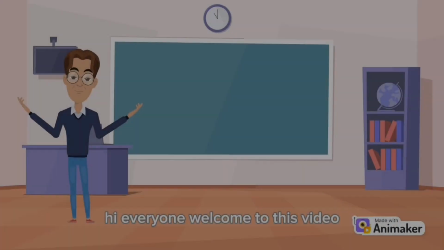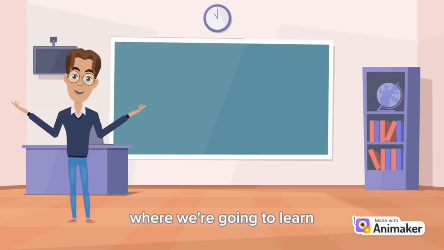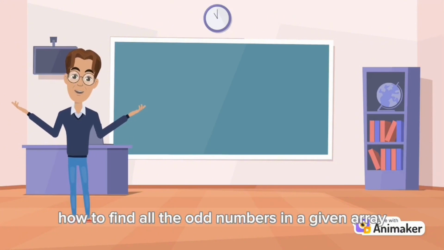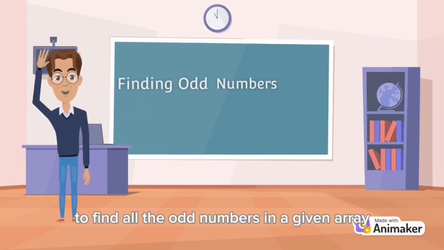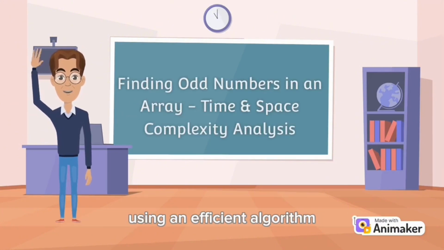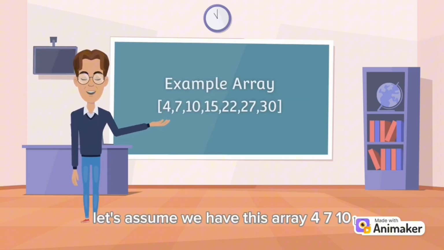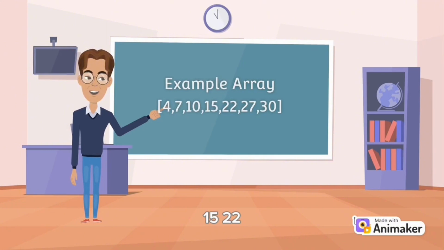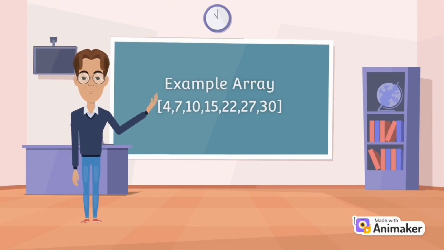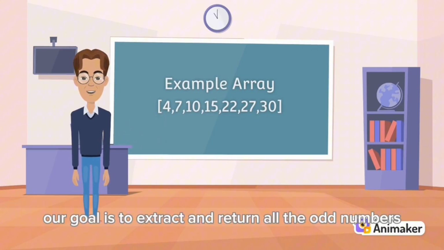Hi everyone. Welcome to this video, where we're going to learn how to find all the odd numbers in a given array using an efficient algorithm. Let's assume we have this array: 4, 7, 10, 15, 22, 27, 30. Our goal is to extract and return all the odd numbers.